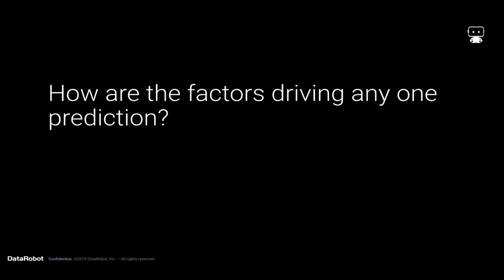The final question was, how are the factors driving any one prediction? So it's good that we looked at overall effect. What are the variables overall that are affecting something, or individually for a particular variable, what the direction is. But what if I made predictions for you or you? Is that going to be the same variables influencing both of us?